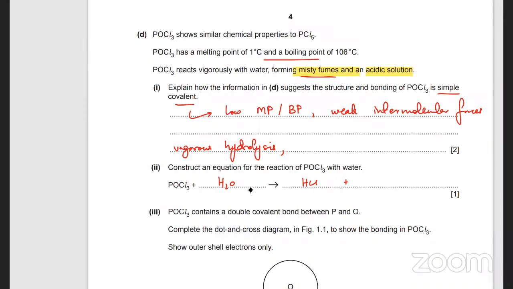Plus, there's an acidic solution. So what would that acidic solution be? I think that would be phosphoric acid, right? Phosphoric acid, H3PO4. Yeah. And you can then balance it. Okay, water Cl कितना हो गया? That's 3. So you got 3H, so that's going to be 3H2O. You got 4 oxygens, ठीक है, so everything is balanced.